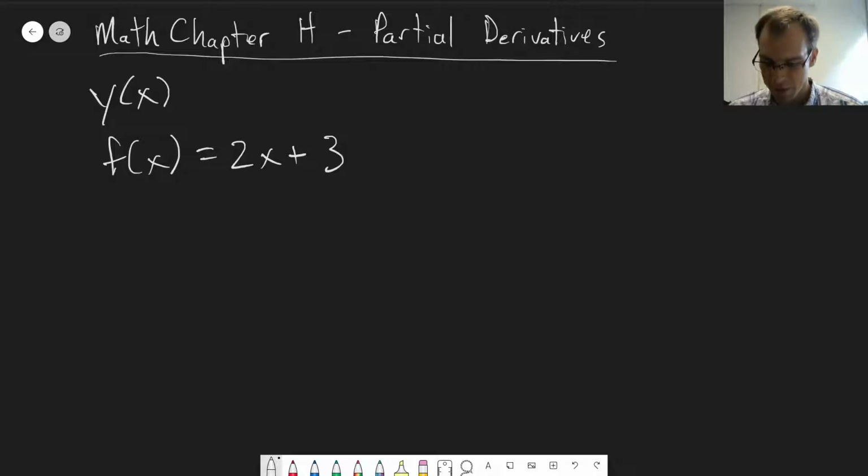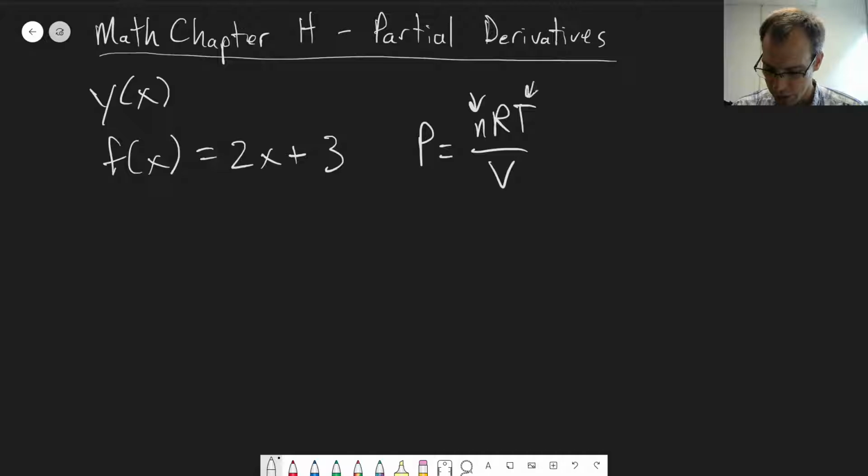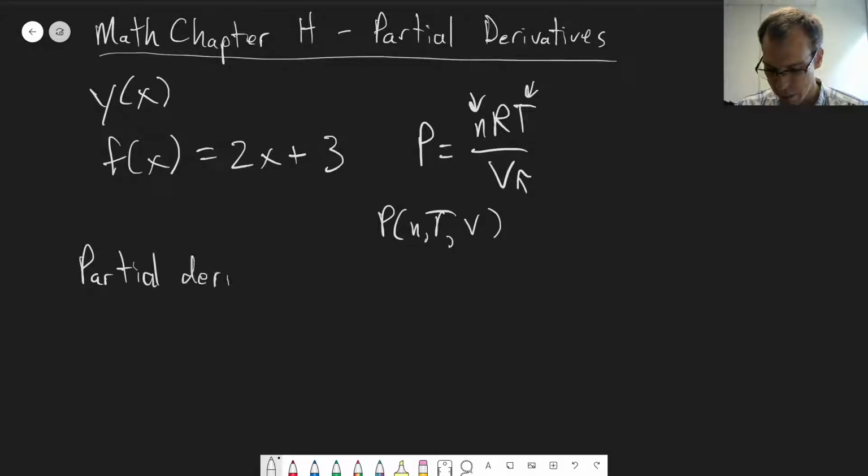But in thermodynamics, we're often looking at things like the ideal gas law. If we write the ideal gas law just looking at pressure, P equals nRT over V. Now we can consider all three of these to be variables, and so we could say pressure is a function of n, T, and V. And now it's not so clear. We can't just use the same rules that we've used previously if we want to take the derivative of this function. So how do we do that? That's where this idea of partial derivatives comes in. And here we're going to look at derivatives of one variable at a time.